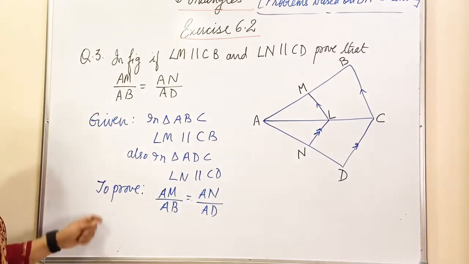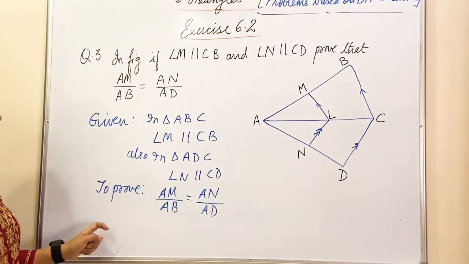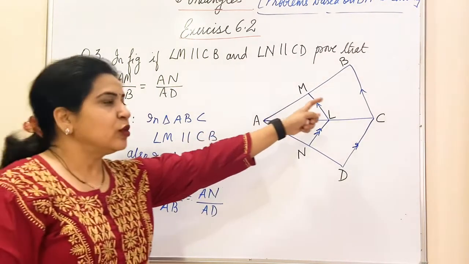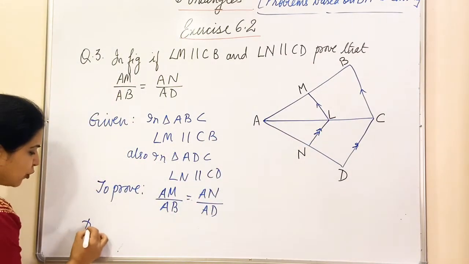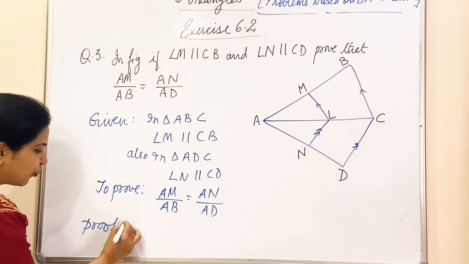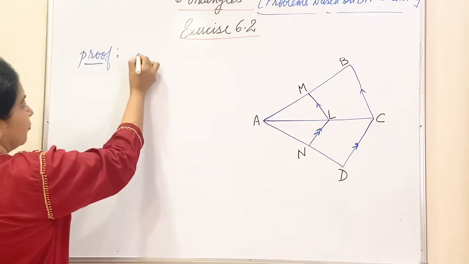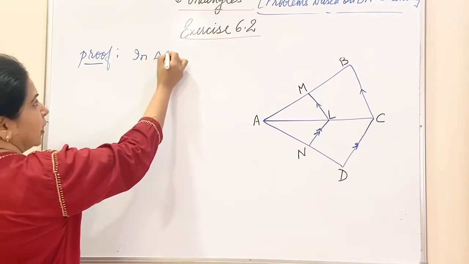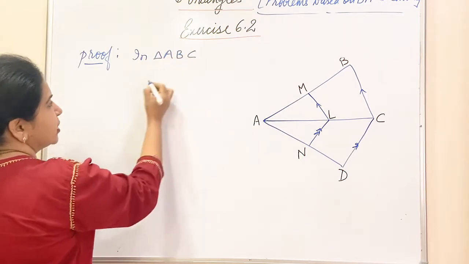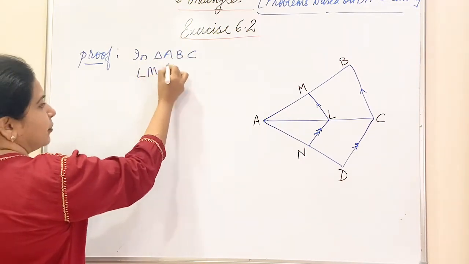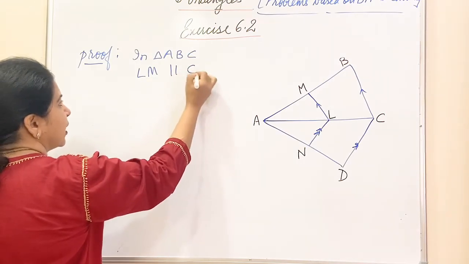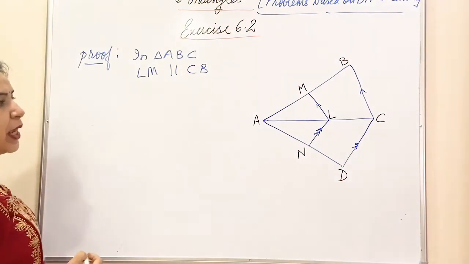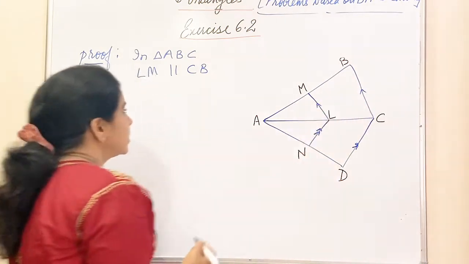Now, then you have to write construction if any. Here we need no construction, so we will not write it. Then we have to write the step proof. For that, we have to start with the given. In triangle ABC, LM is parallel to CB. BC also we can write, or CB. LM is parallel to CB.